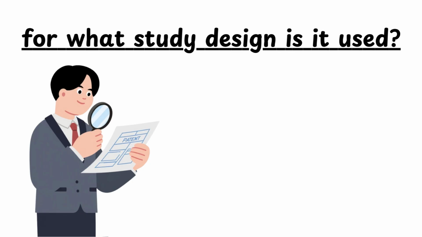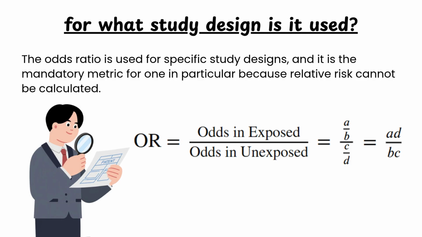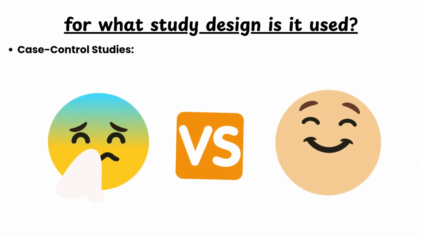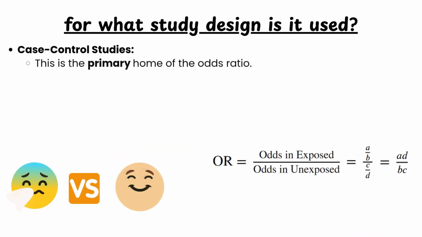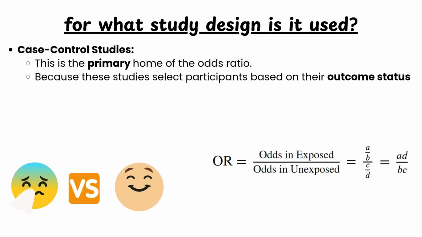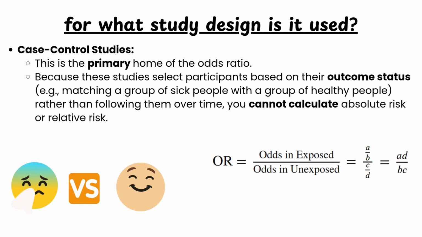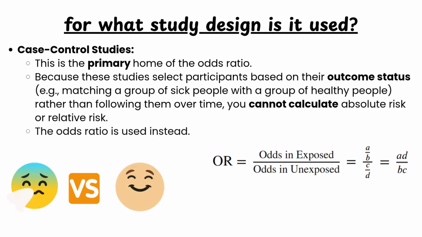For what study design is the odds ratio used? The odds ratio is used for specific study designs, and it is the mandatory metric for one in particular, because relative risk cannot be calculated. Case control studies. This is the primary home of the odds ratio. Because these studies select participants based on their outcome status, for example, matching a group of sick people with a group of healthy people, rather than following them over time, you cannot calculate absolute risk or relative risk. The odds ratio is used instead.